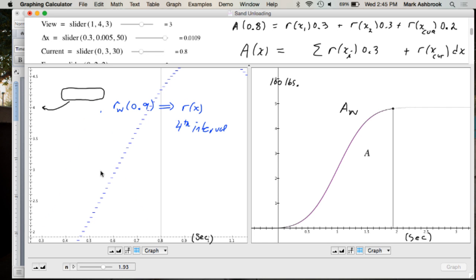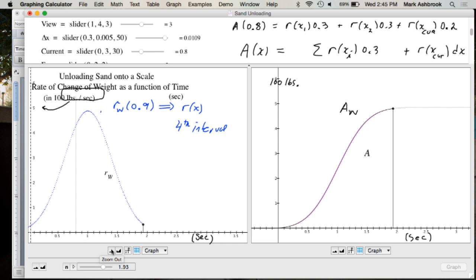It's still a whole bunch of little constant rates. This is now 0.01. With a delta x of 0.01, we're getting really, really close to almost perfectly reproducing that rate function. From the back of the room, it probably looks very much like the curve we started with.